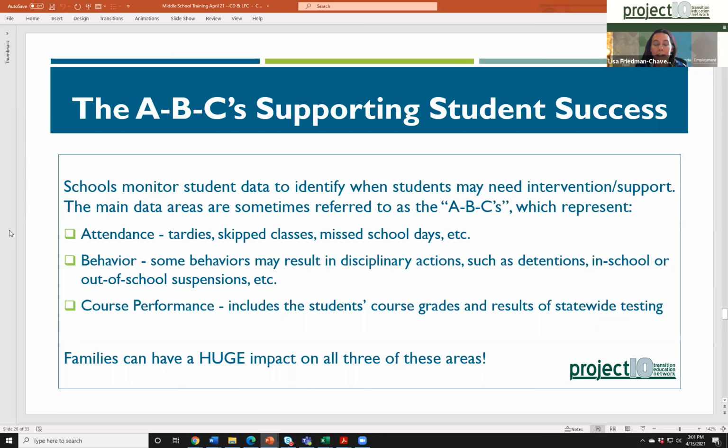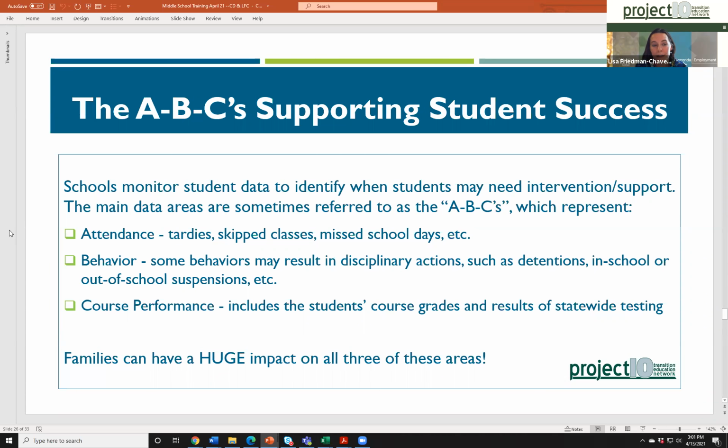And for the ABCs, and I know as soon as people see ABCs, like, yep, early warning system, but it's just something to consider. And you can see at the bottom of the slide, we have a reminder of how much families have, the positive impact on these three areas.